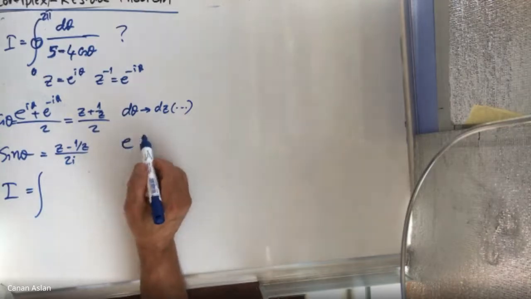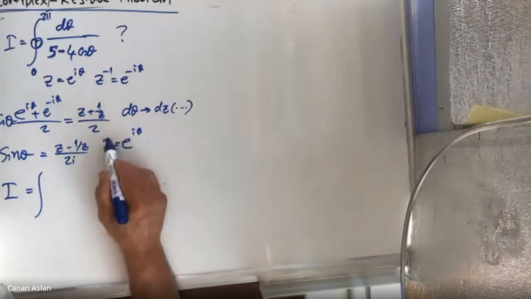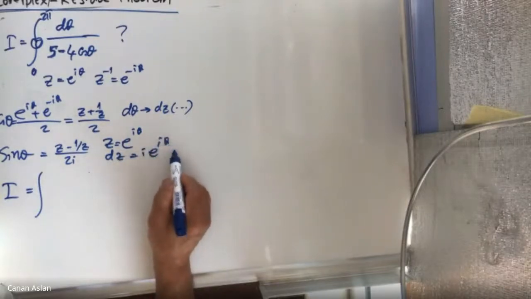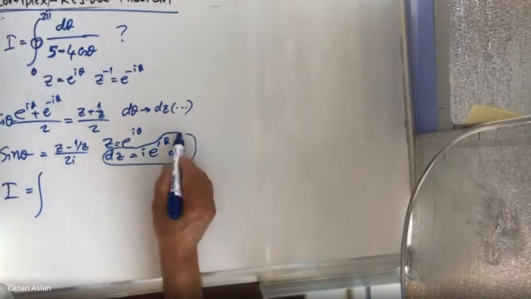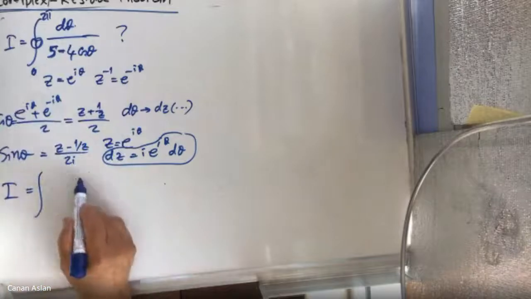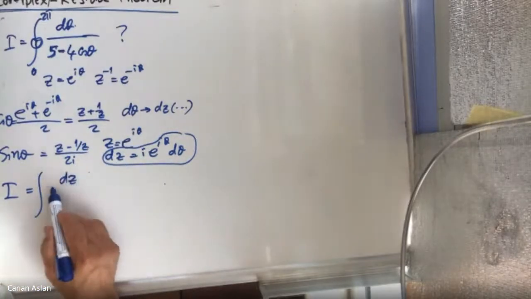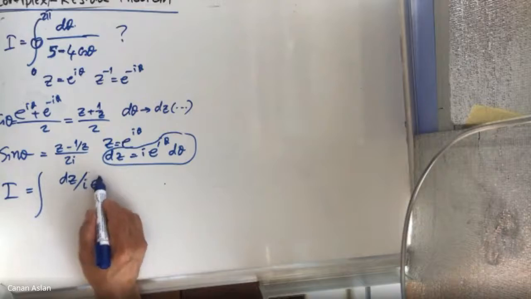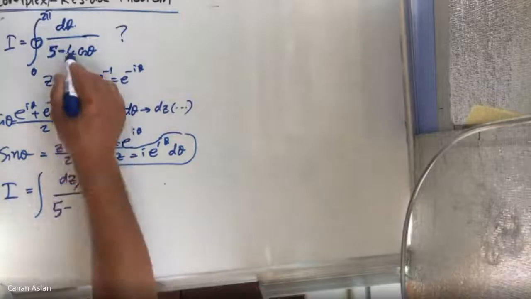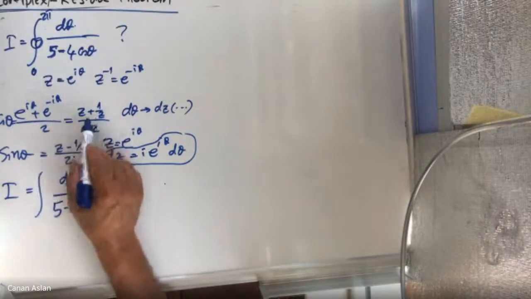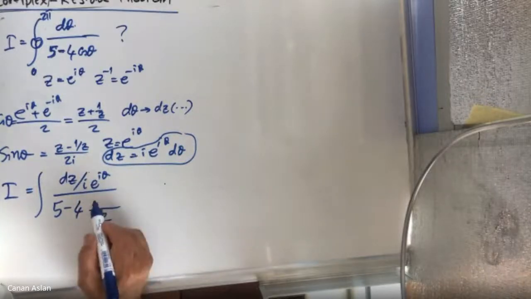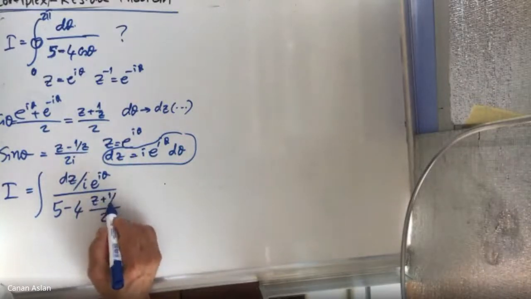e to the i theta is z, don't forget. If you take dz, it's i times e to the i theta d theta. We can always use this property. But we have just d theta there, so d theta is just dz divided by i times e to the i theta. This is the numerator only. But the denominator is 5 minus 4 cosine theta, and cosine theta is given by this expression.